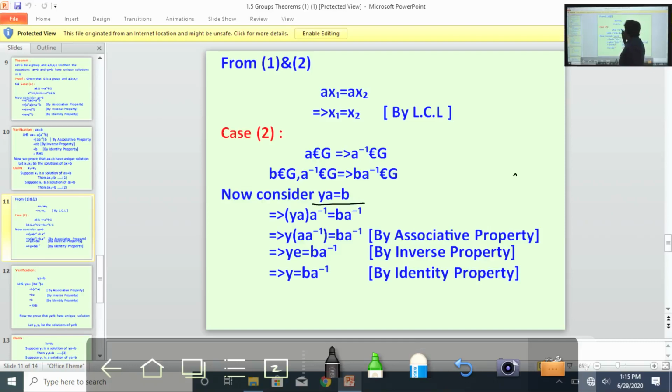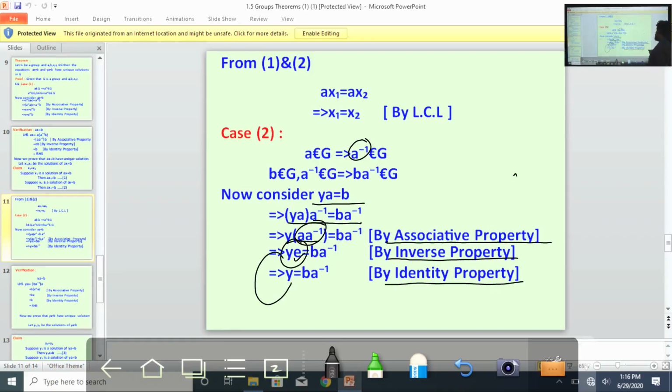Now multiply a inverse with the above equation on the right hand side. Now change the brackets by using the associative property. So what is a into a inverse? e. Why? Because of the inverse property. Again y into e. What is y into e? y. Why? Because of the identity property. Therefore, what is the solution? y = b a inverse is the solution of Ya = b. Understand? Next.